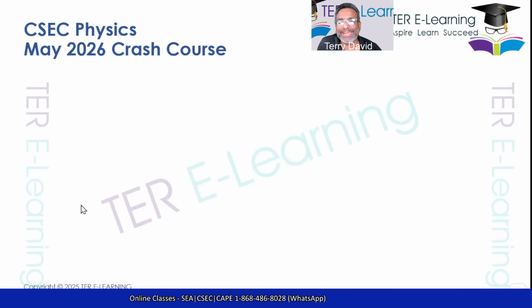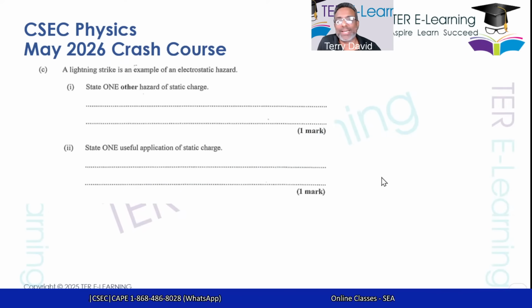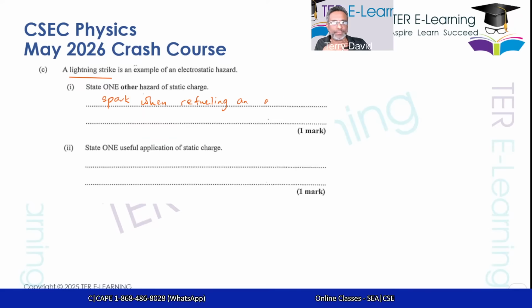What else do we have here? We have something about lightning. So they said a lightning strike is an example of an electrostatic hazard. State one other hazard of static electricity. So a lightning strike is an example of static electricity. So for one other hazard, you can get a spark when refueling an aircraft. That's a hazard.